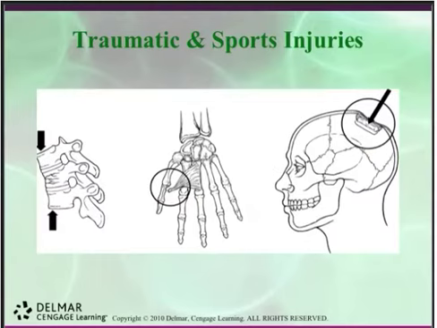Other types of fractures. M here is a compression fracture. Excessive pressure causes the bone to collapse. Here you can see a compression fracture of the vertebra. This is the anterior aspect, posterior aspect. This is the superior and inferior aspect.